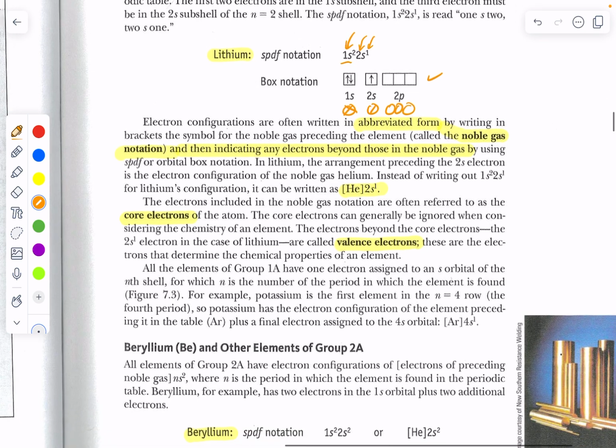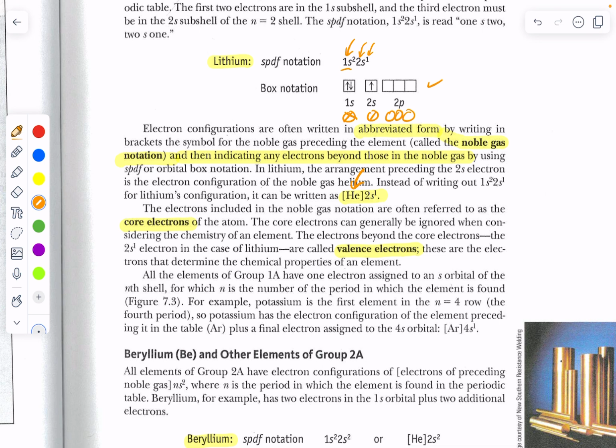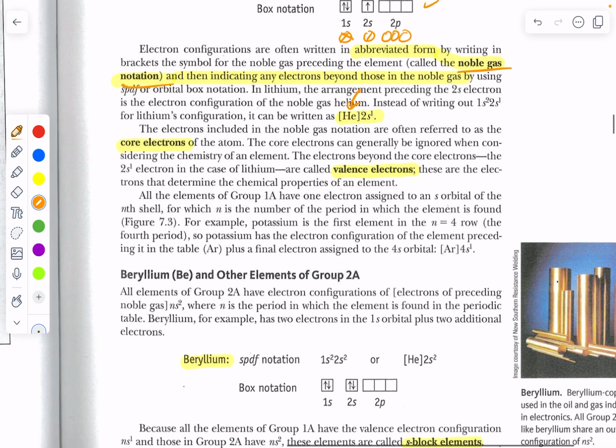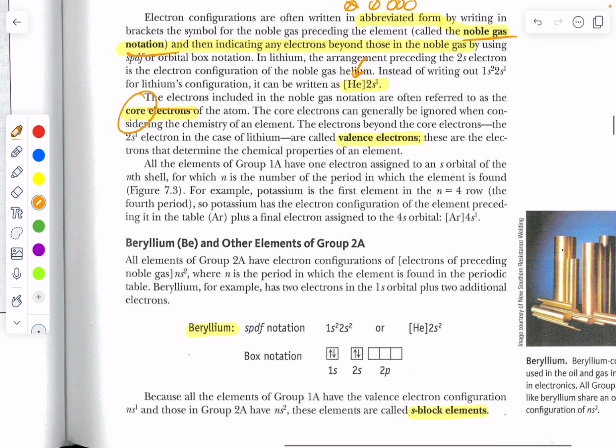Now, we already mentioned the abbreviated form, sometimes called the noble gas configuration or notation, which makes it a lot easier to write out these configurations and saves you time on a test. Unless you were told specifically otherwise, you should always use the noble gas notation. Remember, the core electrons are the ones in there. The valence electrons are the ones outside of the brackets.